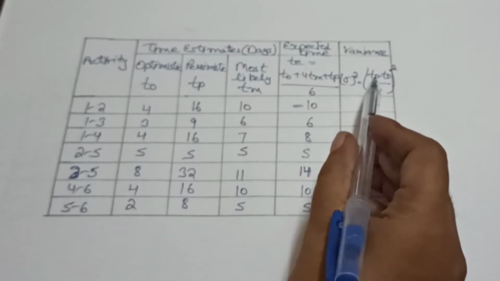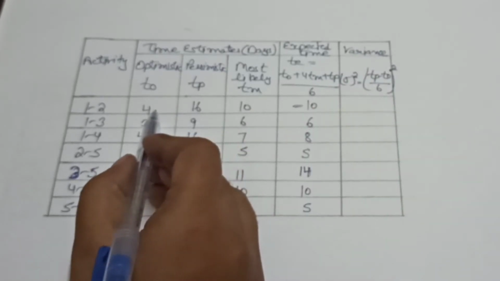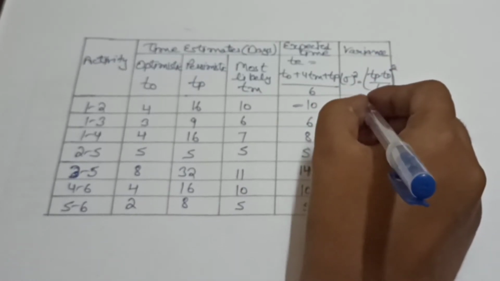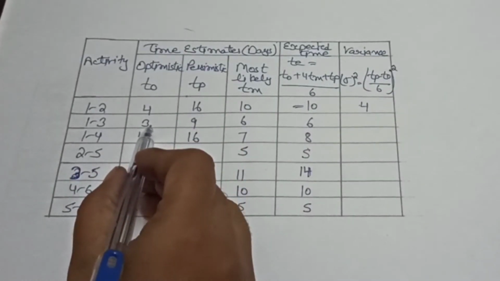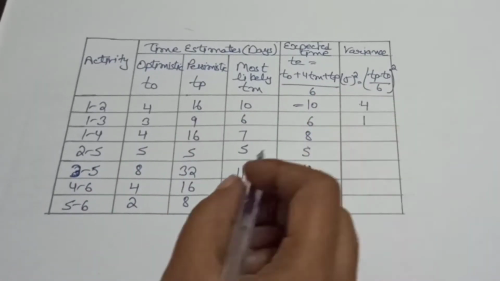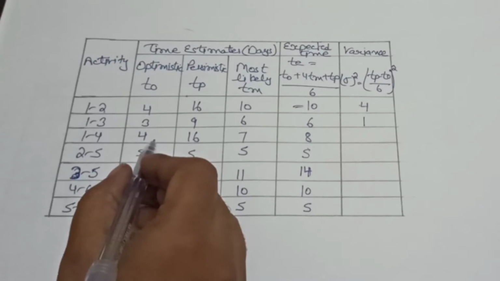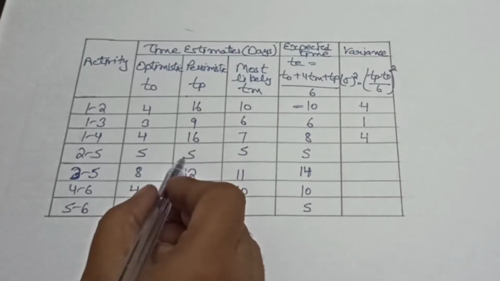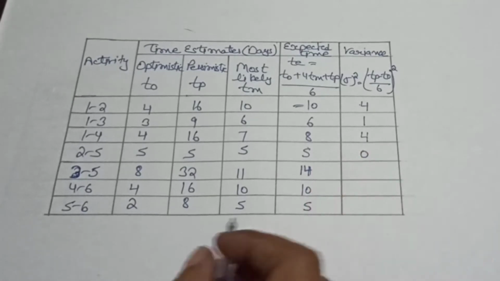So you can see, pessimistic time minus optimistic time. So 16 minus 4 is equal to 12, divided by 6 is equal to 2. Whole square of 2 is equal to 4. After that, 9 minus 3 is equal to 6. 6 divided by 6 is equal to 1. 1 whole square is equal to 1. After that, 16 minus 4 is equal to 12, divided by 6 is equal to 2. 2 square is equal to 4. 5 minus 5 is equal to 0. 0 divided by 6 is equal to 0. So we can write here 0.